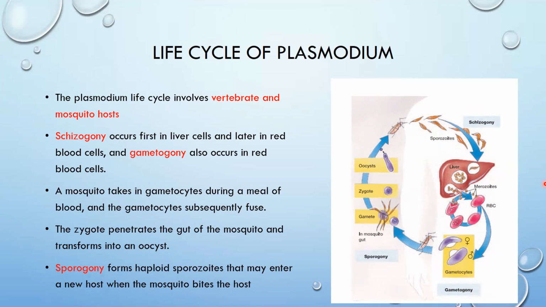So these are the three stages. The schizogony, the formation of the merozoites from the sporozoites. The gametogony, formation of gametocytes from the merozoites. And then the sporogony, formation of sporozoites from the gametes or the zygote or the oocyst.